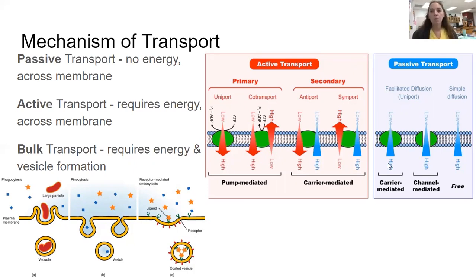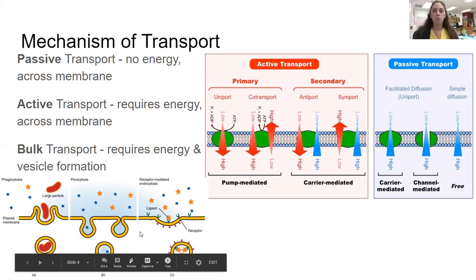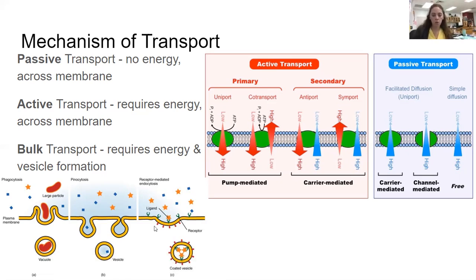Active transport requires energy. Look here in our image, we can see ATP being broken down into ADP, so releasing energy. Active transport will also use integral proteins. And then there's bulk transport. Bulk transport is going to require energy. That energy is used for the formation of vesicles that bring in large quantities of materials. So now let's look at these three in more detail.